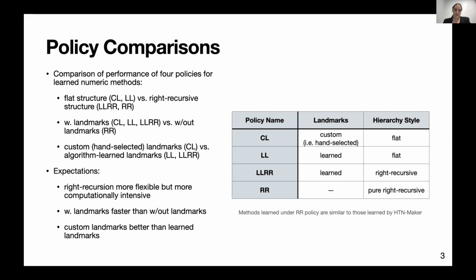We expect that we're going to find that right recursion creates methods that are more flexible, but also more expensive to use, and that landmark learning does provide speed up during planning, and that the custom landmarks are still better than the learned landmarks. And I should add, for those familiar with HTN Maker, the RR policy, which has no preconditions and is mostly right recursive, is similar to the methods learned by HTN Maker.